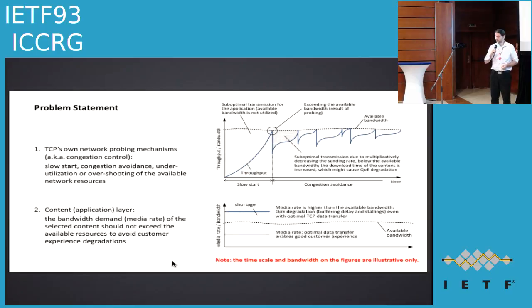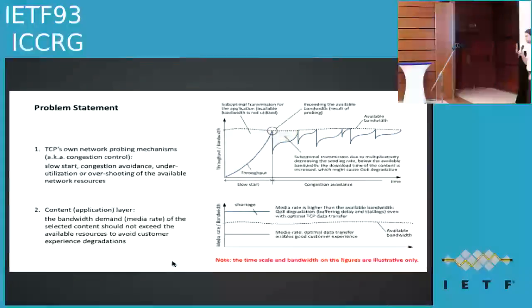The second kind of problem is, okay, if the transport layer was very optimal in using all the bandwidth efficiently without creating congestion, still using all the network resources, then we still have to harmonize the content layer with the amount of resources that is there. So it's no use to start streaming an HD video if you have just half a megabit of bandwidth. Go to the next one, please.